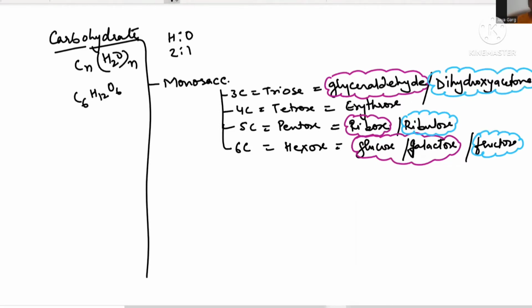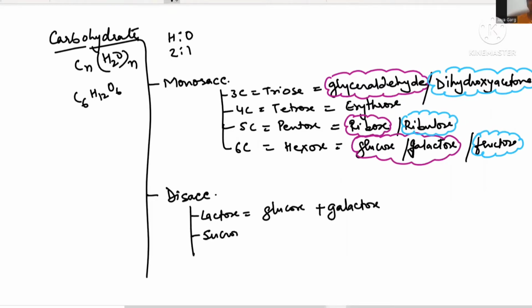Now when two monosaccharides combine, they become a disaccharide. An example is lactose, which is made by glucose and galactose. So lactose is a product of glucose and galactose. Sucrose is a product of glucose plus fructose. Maltose is a product of glucose plus glucose.